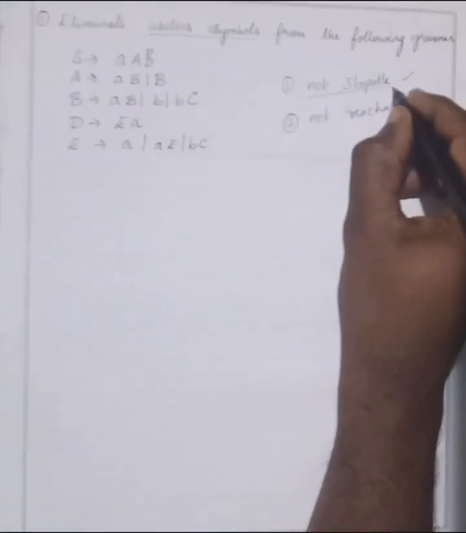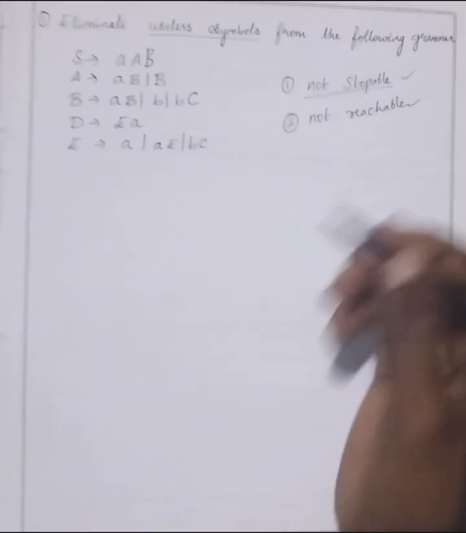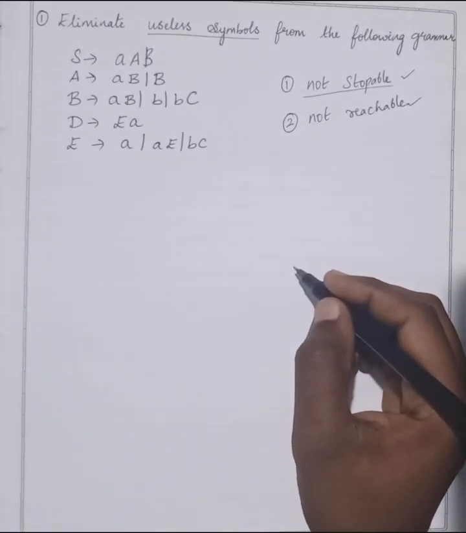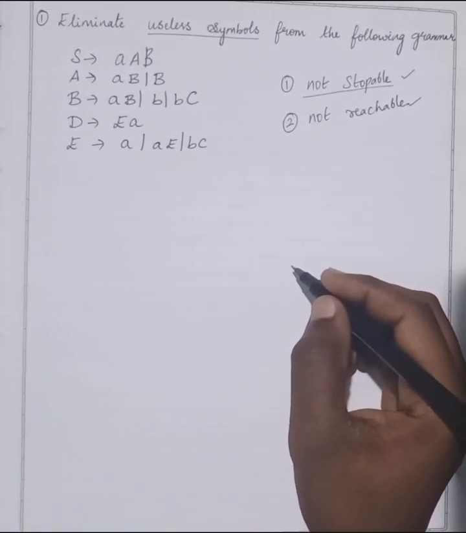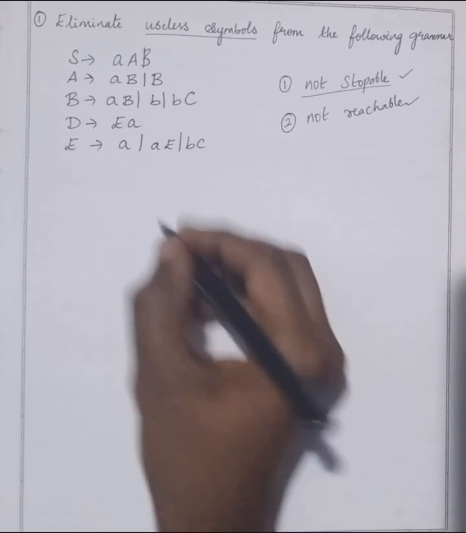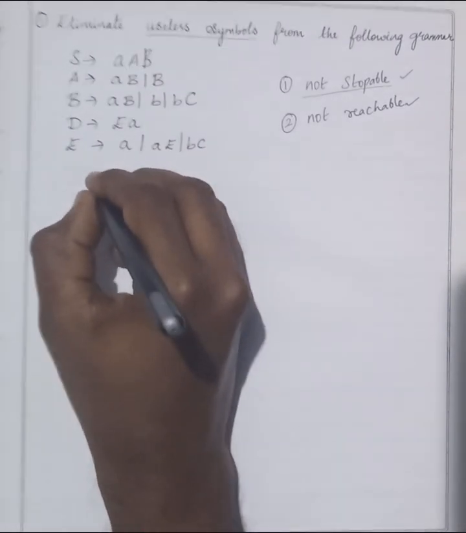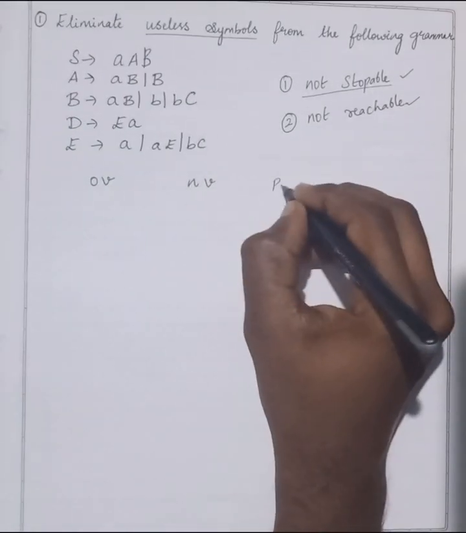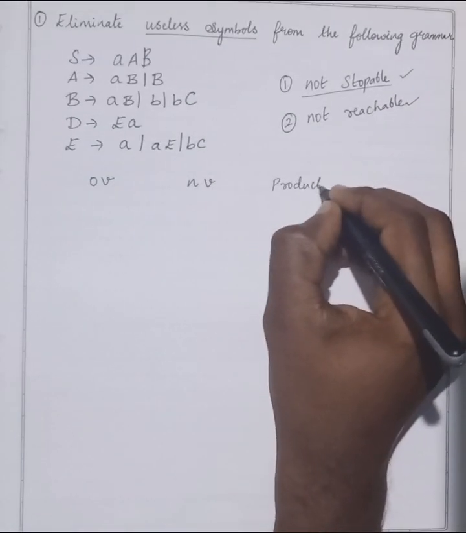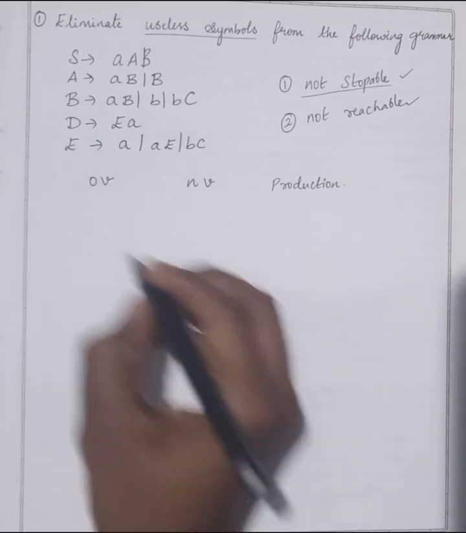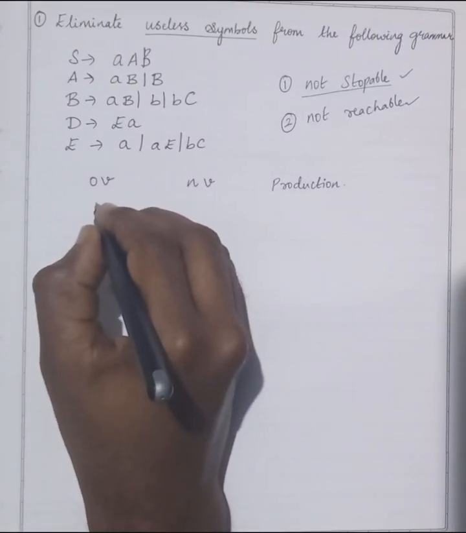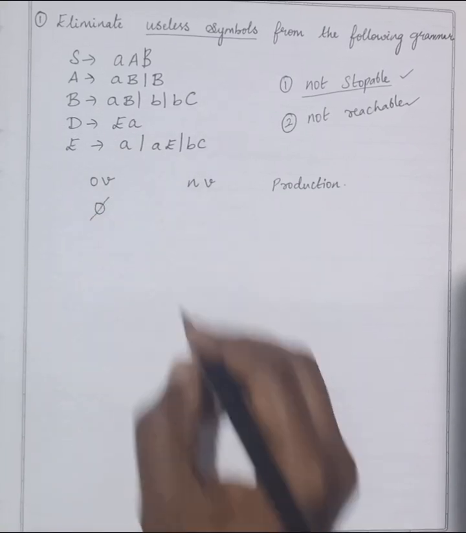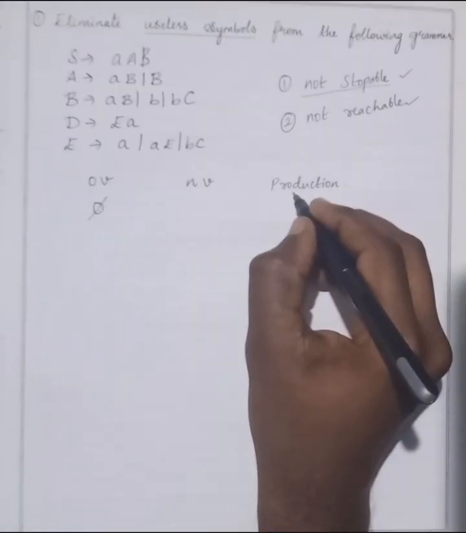We want to remove the non-stoppable. It means we want to include only the stoppables. We want to select the productions that can be stopped at some stage. Okay, so for that we'll take a table with old variable, new variable, and production. Okay, so initially we have not selected any old variable, so it will be null, empty. Okay, so then we'll start with the productions.